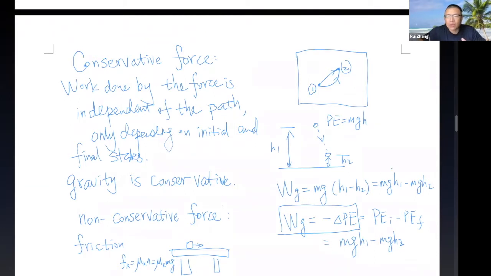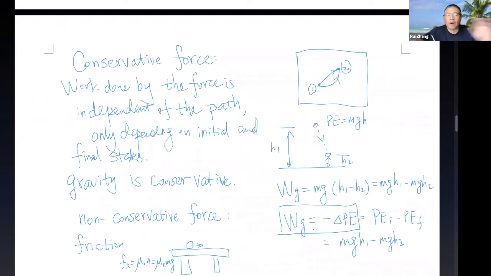to calculate it using the initial potential energy minus final. Okay, notice the minus sign here, right? Without the minus sign, the change normally is defined as the final minus initial. But because of the minus sign here, we have initial minus final. Okay, so this is initial minus final. So that gives us a better way to calculate work.